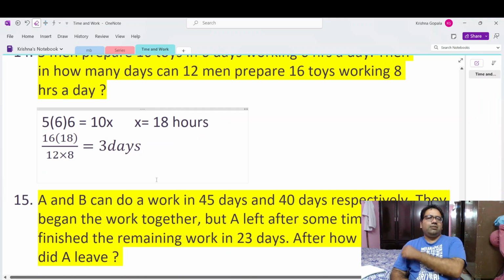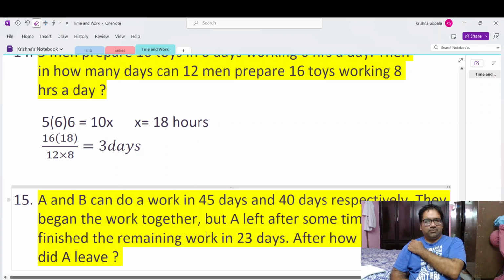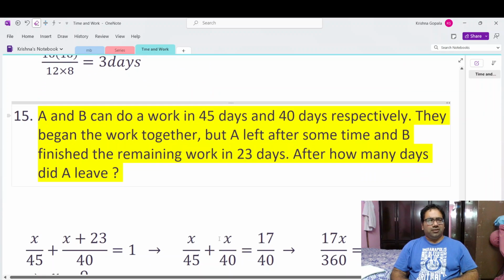Now, A and B can do a work in 45 days and 40 days respectively. They began the work together. But A left after some time and B finished the work in 23 days. We discussed a similar kind of problem. Okay. Here, what we are saying, A and B finished the remaining work in 23 days. B worked for 23 more days.